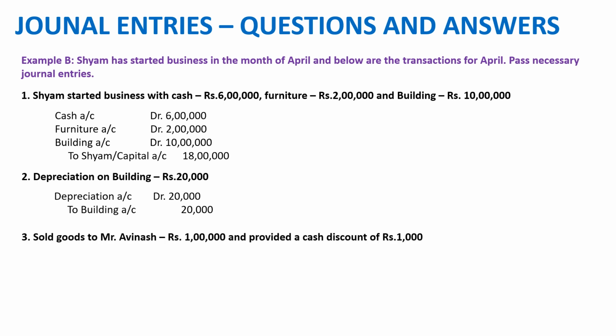Sold goods to Mr. Avinash 1 lakh and provided a cash discount of 1,000. So what is happening here? You are selling the goods to Avinash.